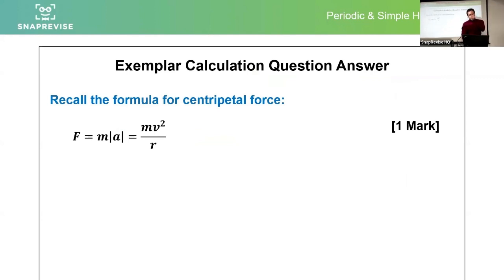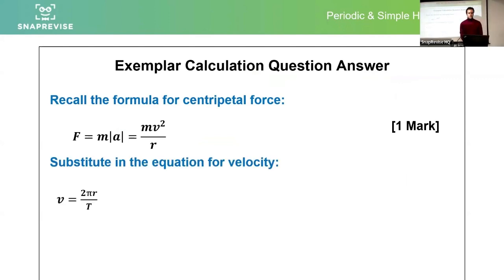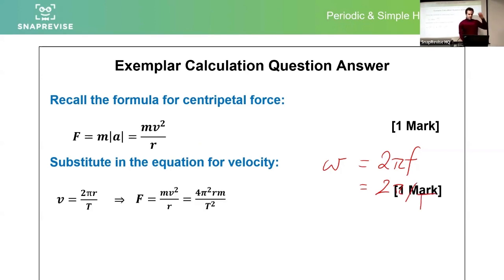So straight off the bat, if you've got it dedicated to memory, you can say, well, the force is mv squared over r. Do we know v? No, we don't, but I know that v is equal to omega r, so I can do it in terms of omega instead. And you can then say, well, I don't know what omega is. But omega is equal to 2 pi f, which is equal to 2 pi over T, and we do know what T is. So we can express this whole equation in terms of T.